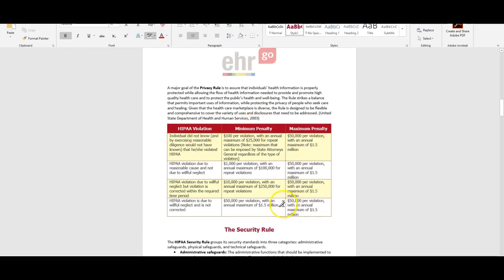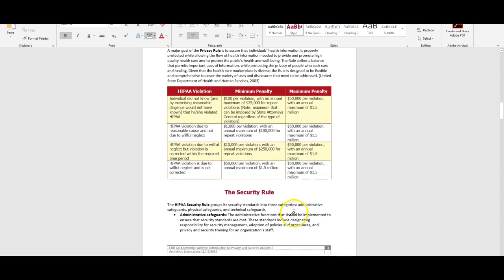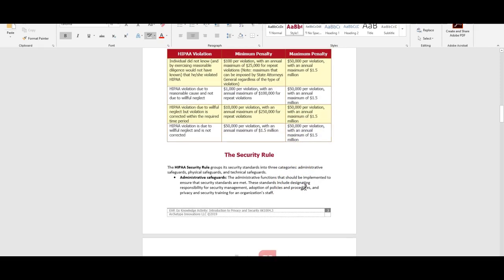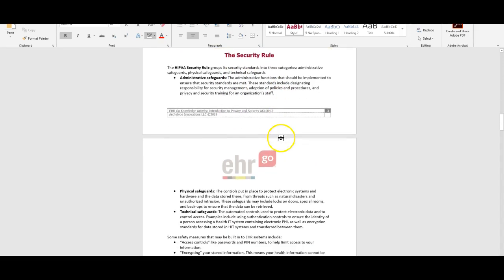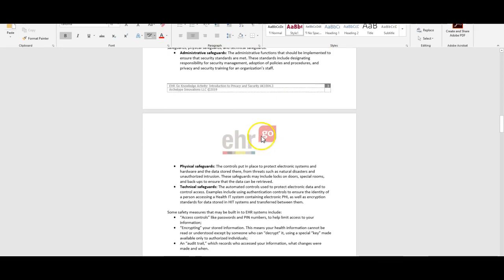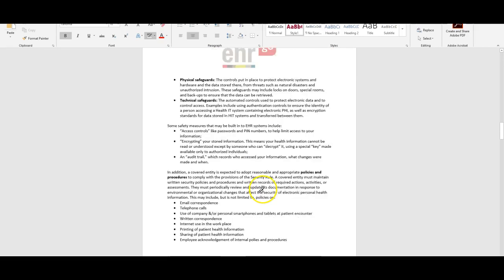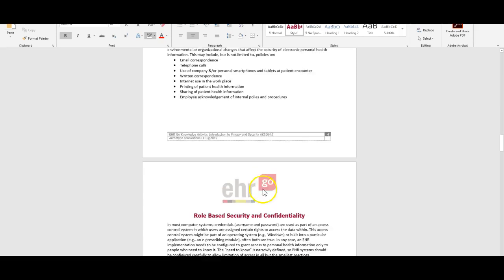Some penalties for HIPAA violations that you should definitely know about because you don't want to pay those, or make your employer pay them on your behalf for your violations. And also the security rule, which comes into play with these EHRs. So we have administrative safeguards, physical safeguards. So anyway, you're going to read through all this stuff, okay?